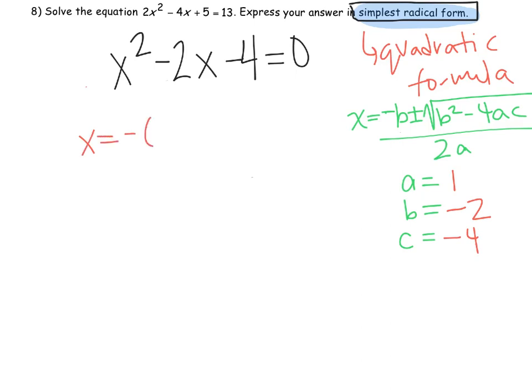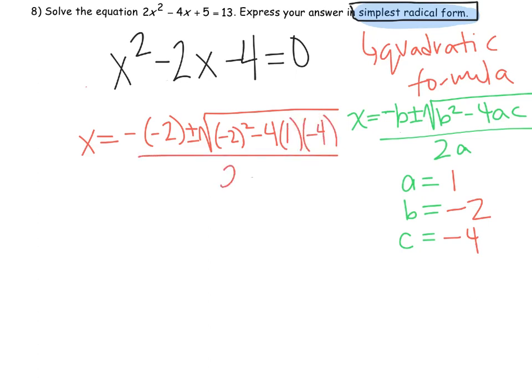I have negative 2. Anything that gets input into the equation has to have parentheses. I have negative 2 squared minus 4 times 1 times negative 4 all over 2 times 1. Now remember what I said. I want you guys putting what's underneath the radical entirely into the calculator, solely, without the radical. And you end up getting 20 inside the radical. So I have x equals negative 2 becomes positive 2 plus or minus the square root of 20 all over 2.